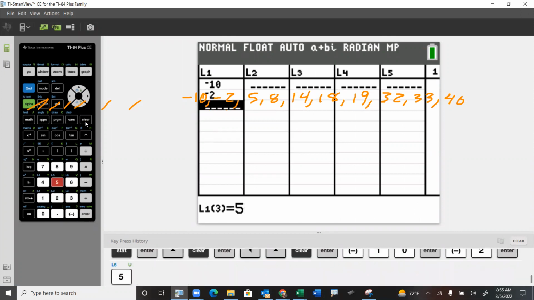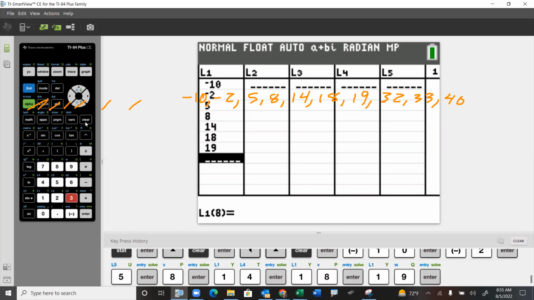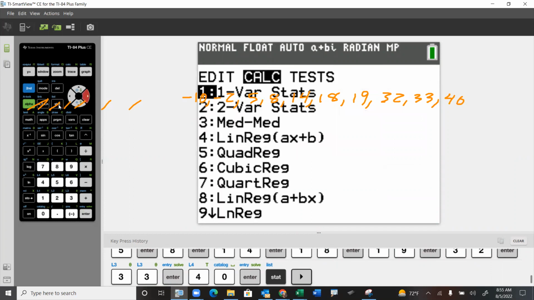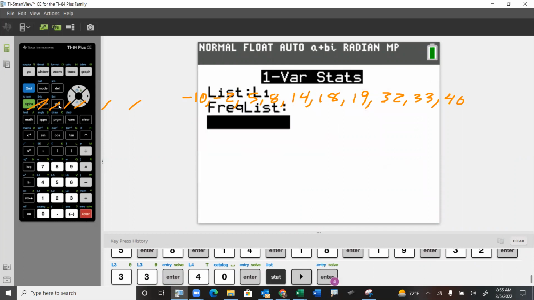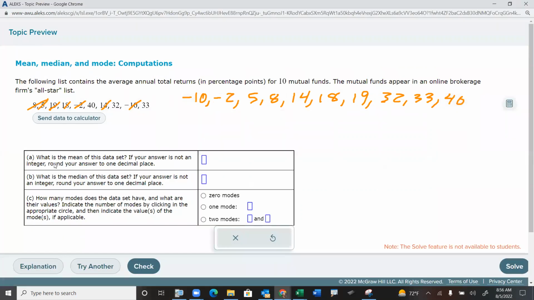Now, if I enter it in the calculator, I don't have to put it in order. But it was good for me to do it, because I'm the teacher, and that way I'm pointing it out to you. So I've got the whole data list there. Everything's hunky-dory. Then I'm going to go stat, right, enter, and then calculate. And oh, look at that. The mean is 15.7. I think that's what they were asking for: what is the mean of this data set? If your answer is not an integer, round your answer to 1 decimal place. All right, 15.7. That's our guy.